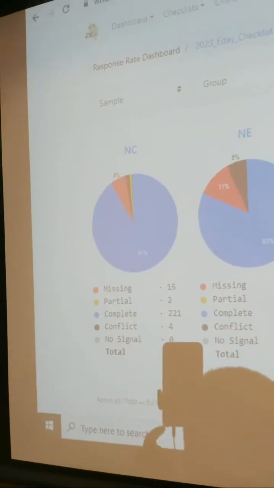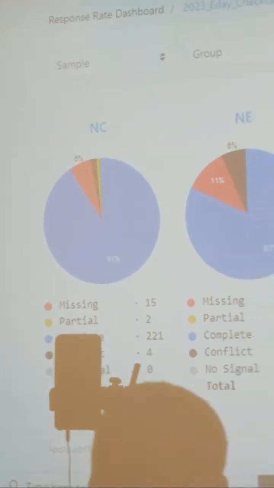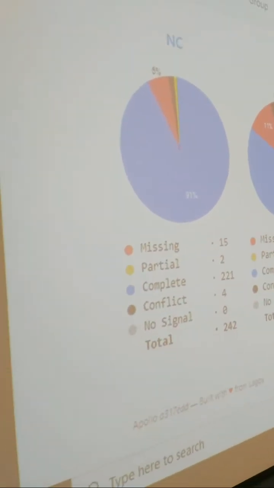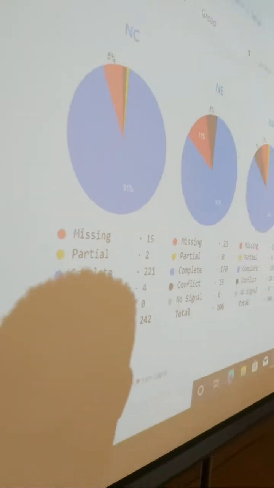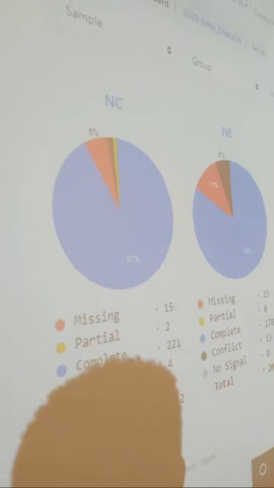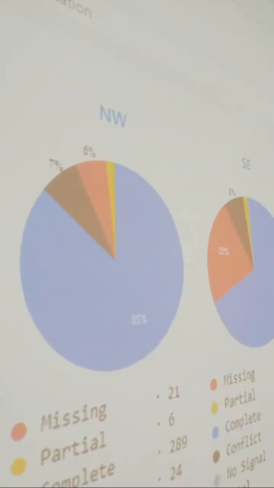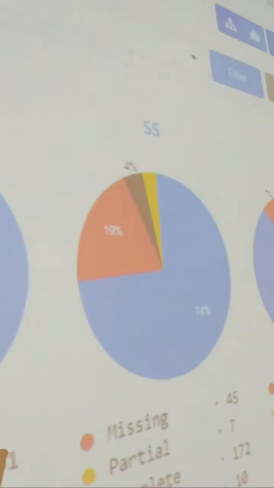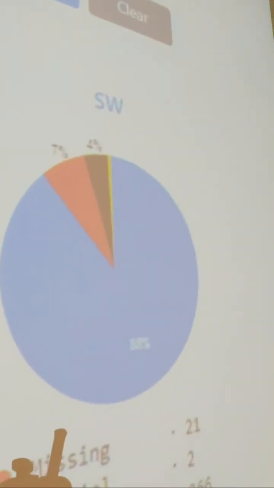This screen is a dashboard which illustrates all that our observers send to the database. As you can see, this screen is divided into geopolitical zones, right? The first one is north central, the second is northeast, the third is northwest, the fourth is southeast, the fifth is south, and the sixth is southwest, right?